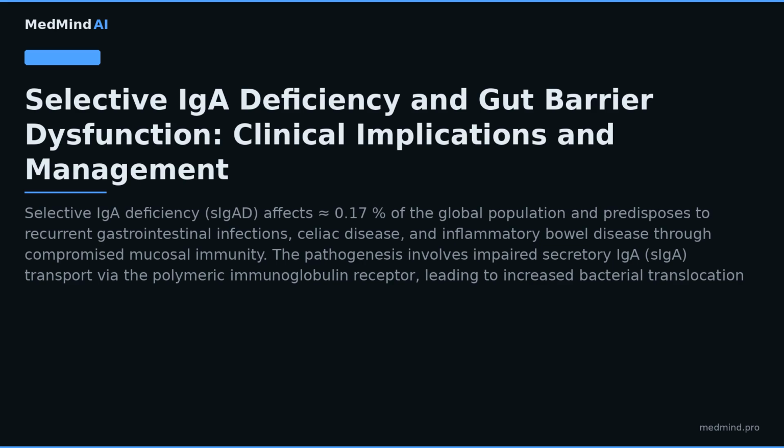The pathogenesis involves impaired secretory IgA, sIgA, transport via the polymeric immunoglobulin receptor, leading to increased bacterial translocation and dysbiosis. Diagnosis hinges on serum IgA less than 7 mg per deciliter with normal IgG/IgM, complemented by stool sIgA quantification and endoscopic biopsies when indicated. Management combines infection-directed antimicrobial therapy, targeted probiotic regimens, e.g., Lactobacillus rhamnosus 10 CFU BID, and disease-specific pharmacotherapy such as budesonide 9 mg daily for microscopic colitis.